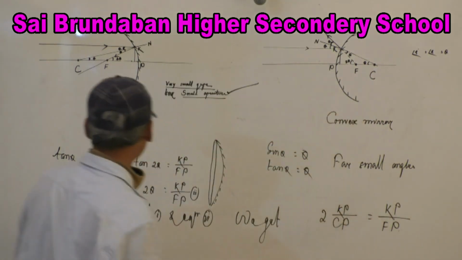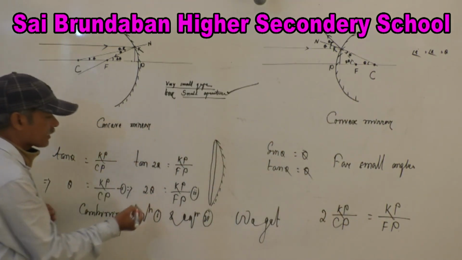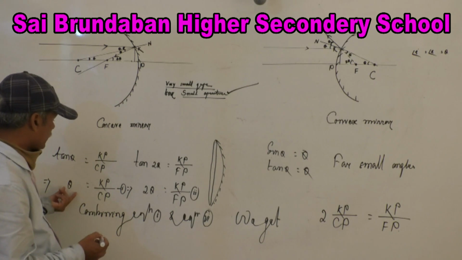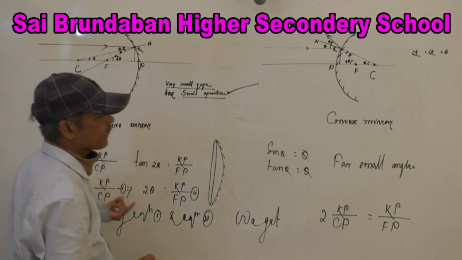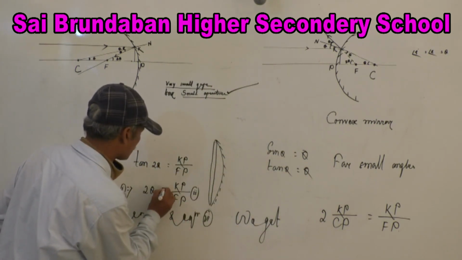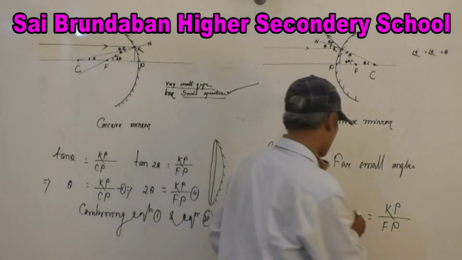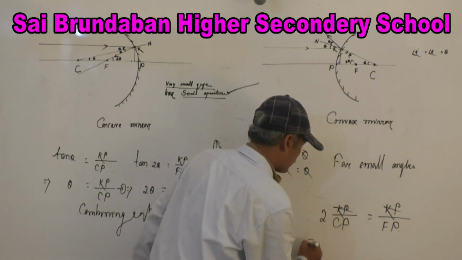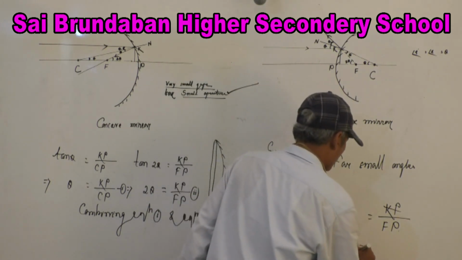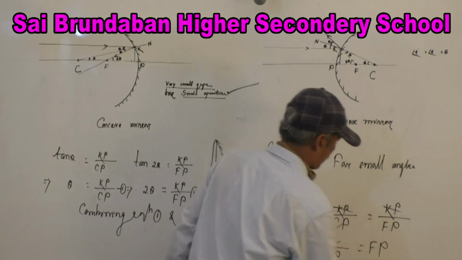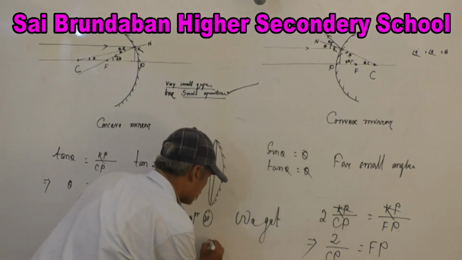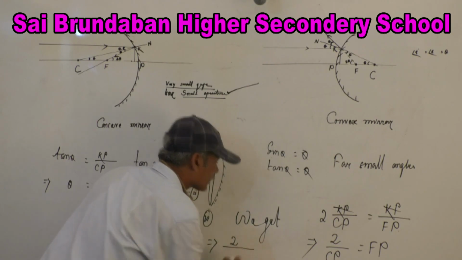So now, in place of theta, I put the value of theta as Kp by Cp. Kp by Cp is equal to Kp by Pf. Now Kp cancels, implies 2 by Cp is equal to Fp. So finally, implies 2 by the Cp.